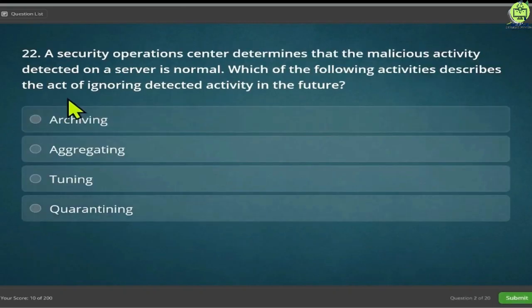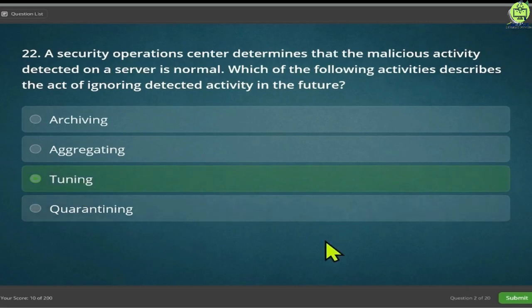Let's look at the second question. A security operations center determines the malicious activity detected on a server is normal. Which of the following activities describes the act of ignoring detected activity in the future? We have archiving, aggregating, tuning, and quarantining. So which of these options do you think is the right answer?